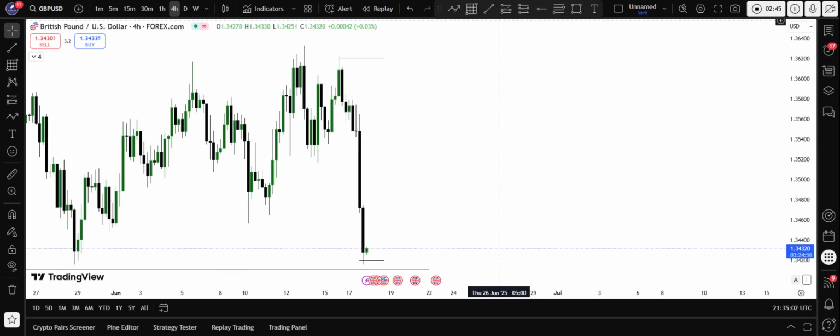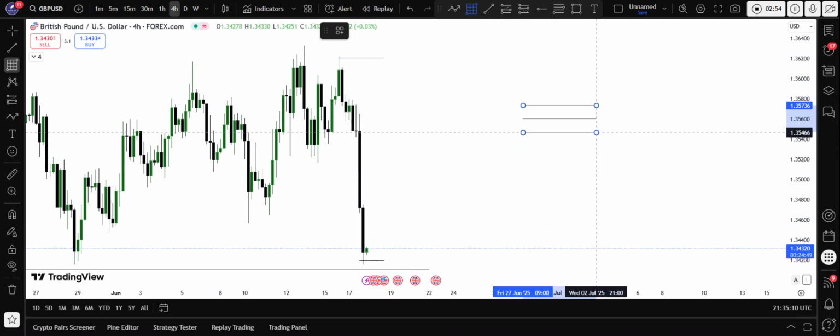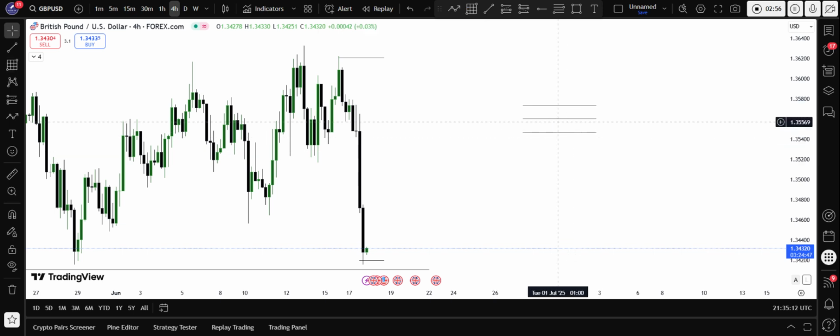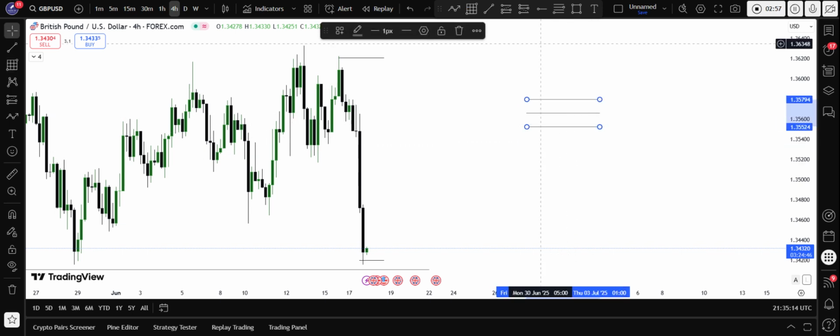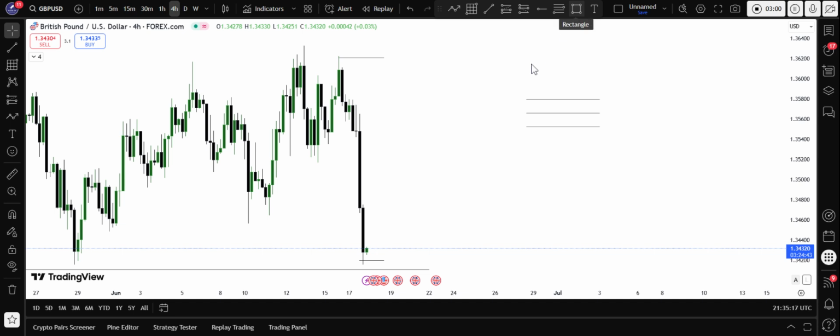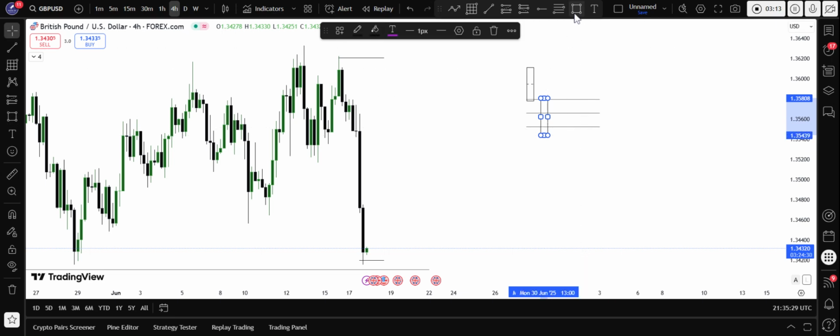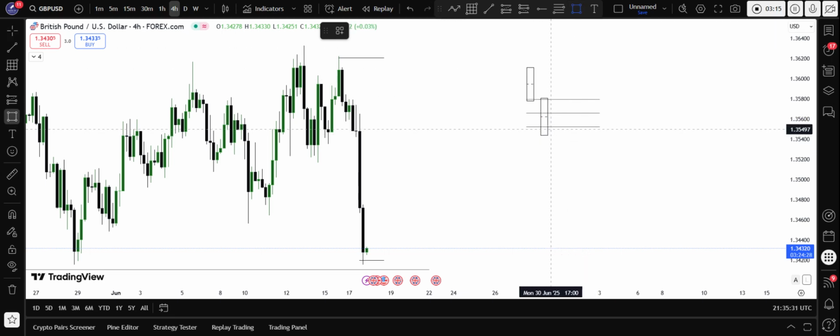Next thing, after marking your highs and your lows, the next thing you're looking out for is a fair value gap. What's a fair value gap? A fair value gap is basically the second candle in a three candle formation. That's a fair value gap. So it's basically something like this. Let me draw it for you so you can understand. Something like this.